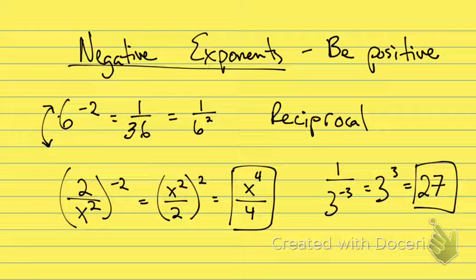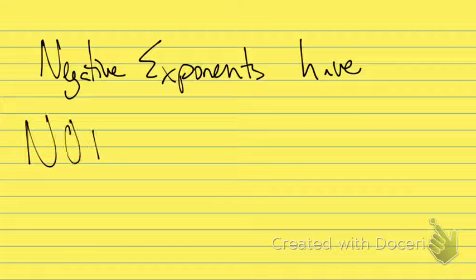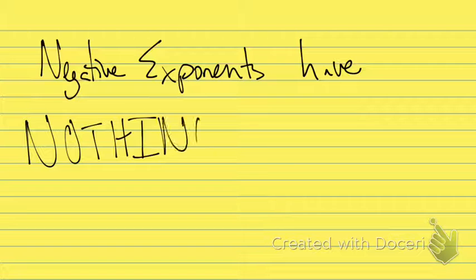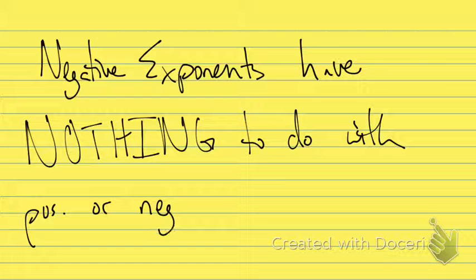Now, here's something I'm going to write really big, because kids still do this, even though I tell them this is not true. What do you notice about negatives and answers? So negative exponents, okay, is the start of my statements. Did the negative exponents make any answers negative? No. Okay. So negative exponents have nothing to do with positive or negative answers.